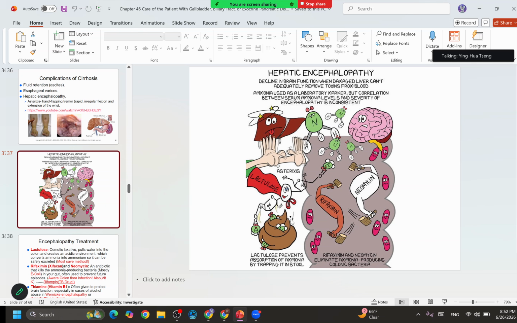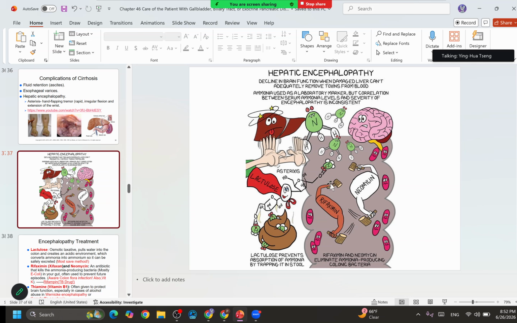Even without much stool, with some water, it becomes like diarrhea. But lactose will still bind the ammonia, so that's why the patient will poo. That's why I told you, remember, this is the safest way to treat high ammonia.